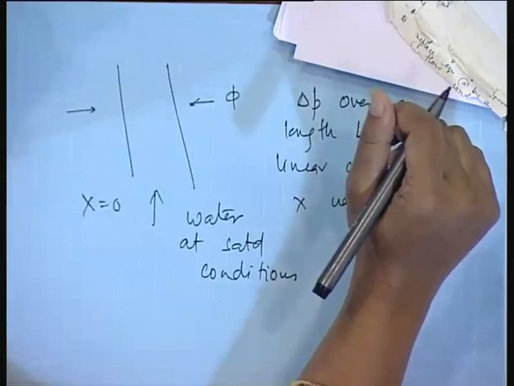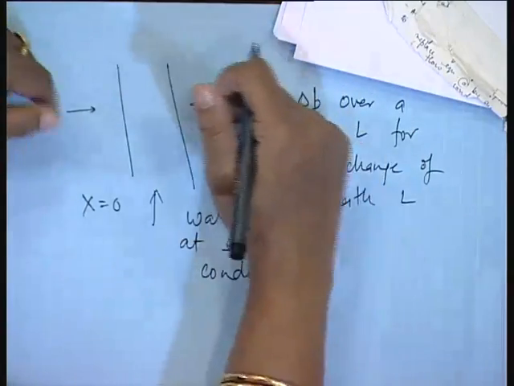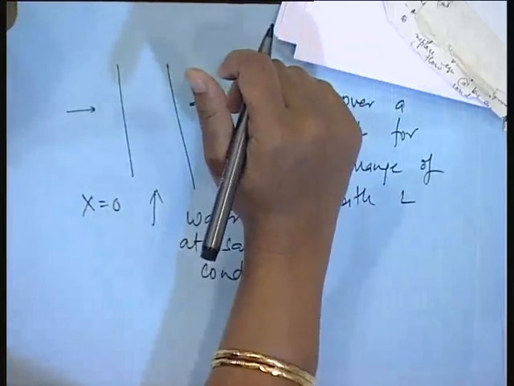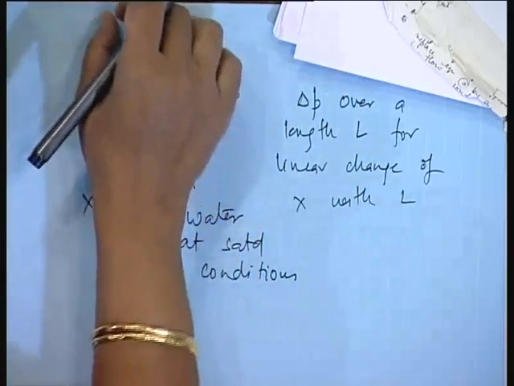That means x equals 0, but the moment it enters, since there is a constant heat flux, some amount of vaporization starts. As we go up, the quality of the mixture increases, and gradually we get a higher and higher quality of vapor-liquid mixture. Now, over a particular length L, I would like you to find the pressure drop when we assume that the change of quality with length is linear.